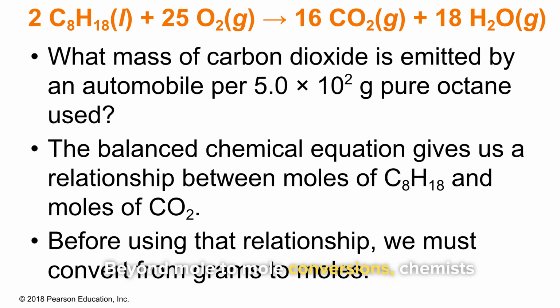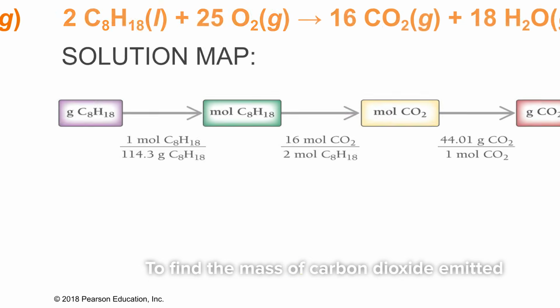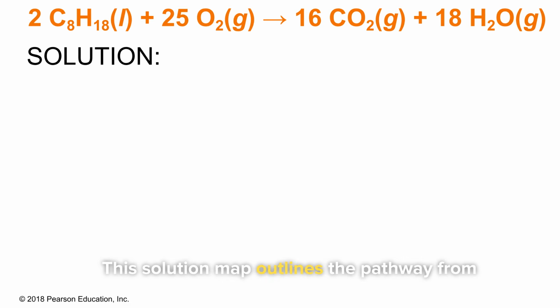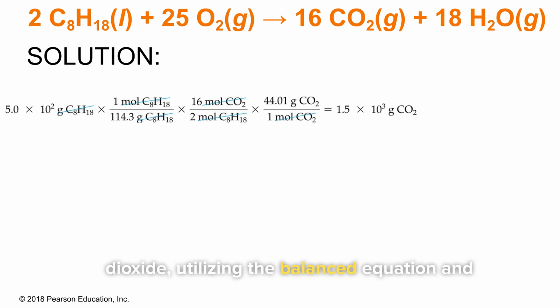Beyond mole-to-mole conversions, chemists often need to calculate mass-to-mass relationships. We use molar masses to convert between mass and moles, while the balanced equation provides the ratio for the substances involved. To find the mass of carbon dioxide emitted from burning a specific amount of octane, we first convert the grams of octane to moles, then use the stoichiometric ratio to find moles of CO2, and finally convert that to mass. This solution map outlines the pathway from the mass of octane to the mass of carbon dioxide, utilizing the balanced equation and molar masses as our conversion factors.